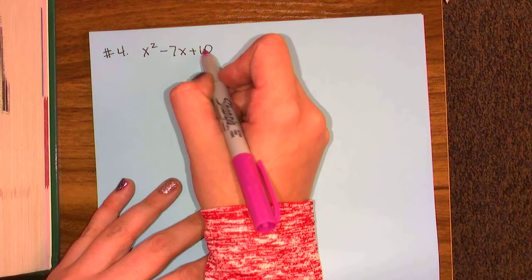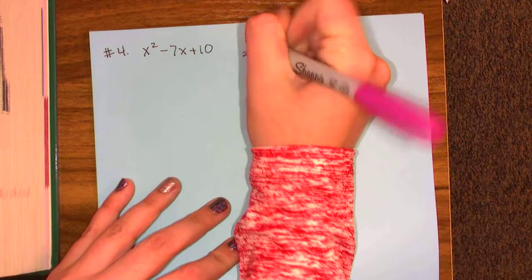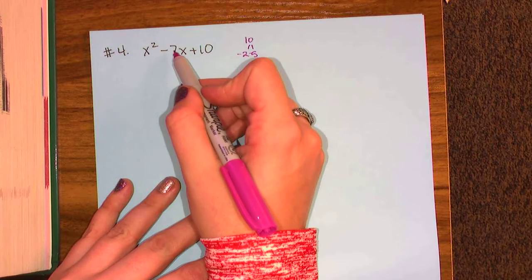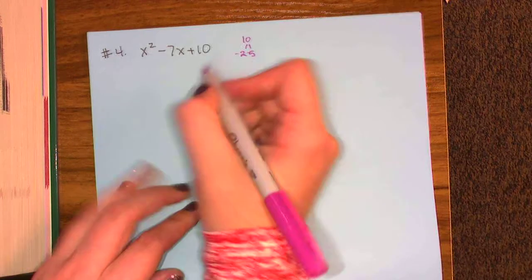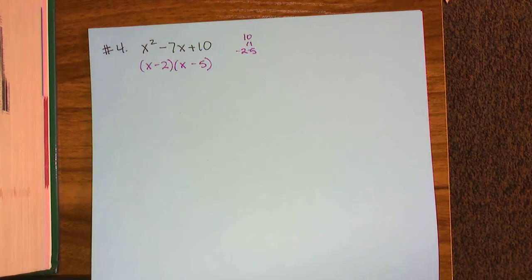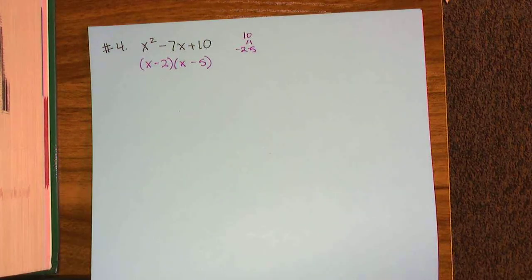I need factors of 10 that add up to -7. So 10 factors into 2 and 5. If I make them both negative, that keeps 10 positive, and that makes 7 be negative. So it's just going to be x minus 2, x minus 5, and I'm done. I could write these two in either order. It doesn't matter. I could write x minus 5, then x minus 2. But that's literally all you have to do.